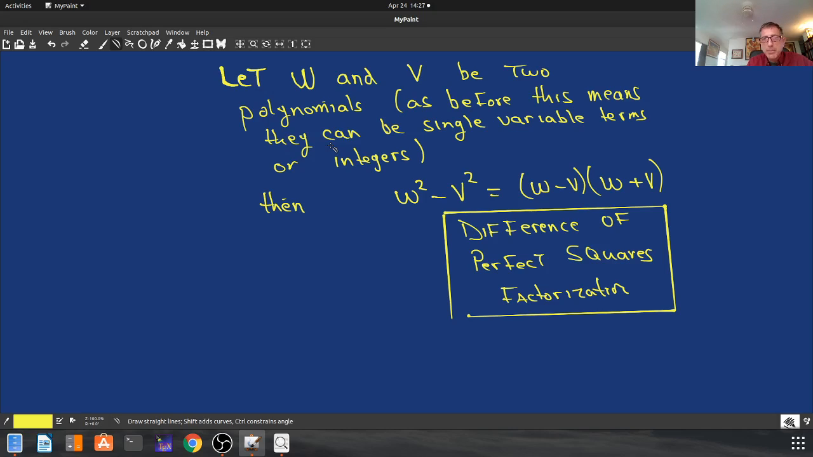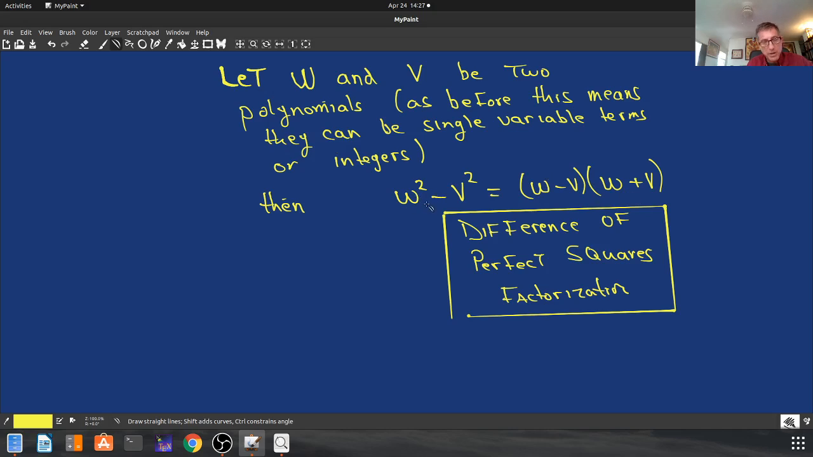Let v and w be two polynomials. As before, this means they can be single variable terms or integers, amongst other things, but that's what we're going to be looking at mostly. Then if we have w squared minus v squared, then the factorization is v minus w times v plus w.